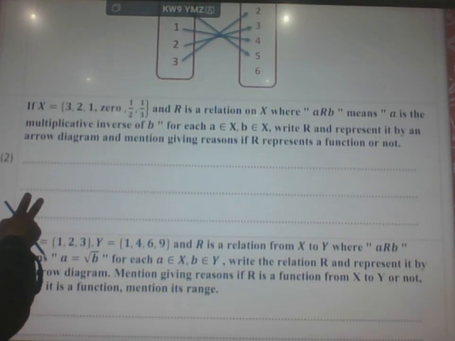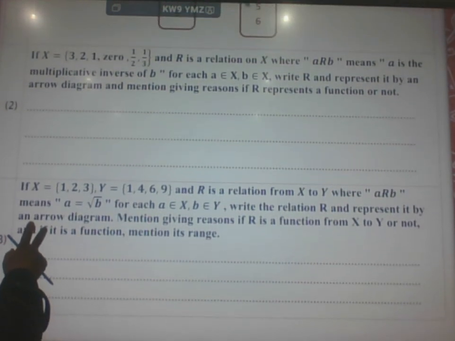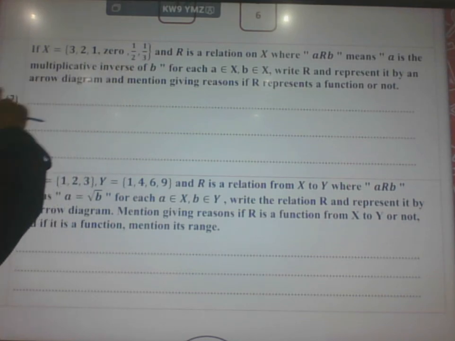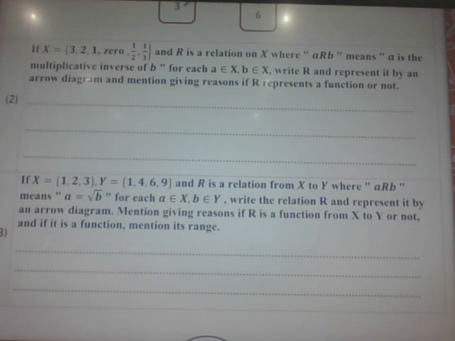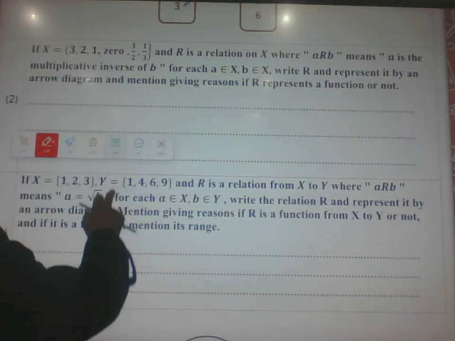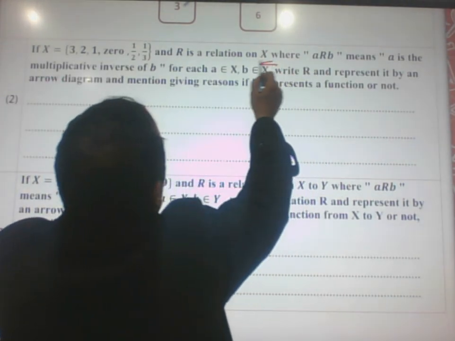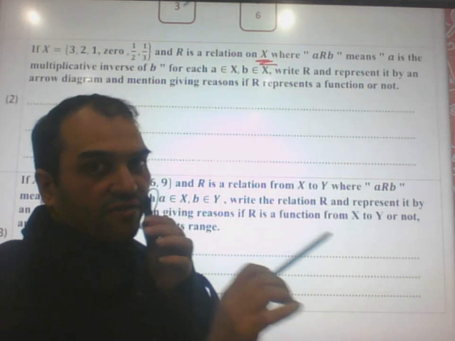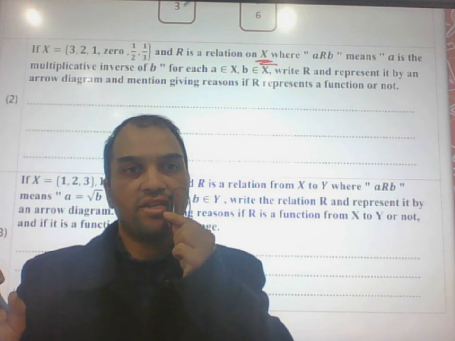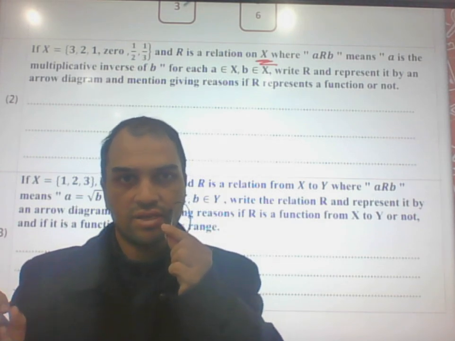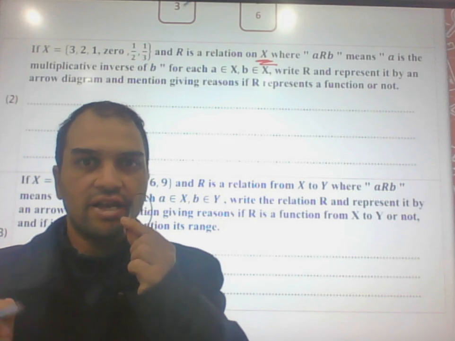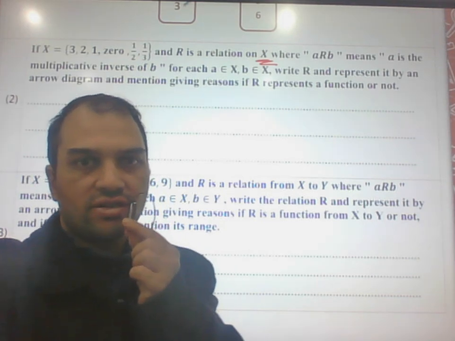Look at this question. We will solve this question down here. If x equals {3, 2, 1, 0, half, third}, and we have a relation on x, this relation is between x and x also. We have the image from x to x. Then x here we call the domain, and the codomain is also x.